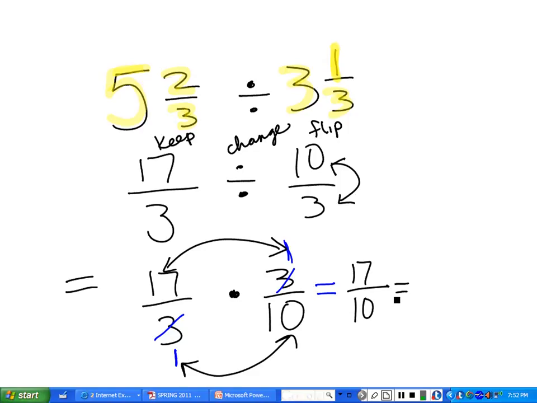Since this is an improper fraction, let's divide 10 into 17. It will go 1 time with the remainder of 7, and keep the denominator. So the answer is 1 7/10.